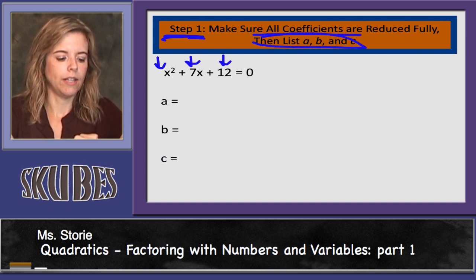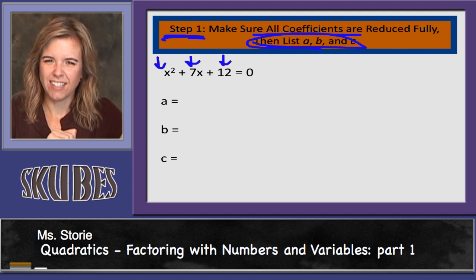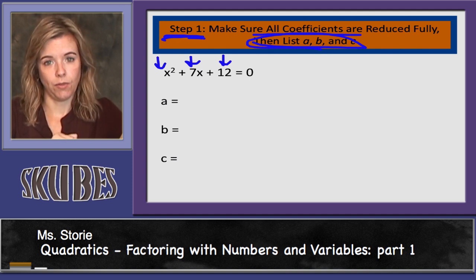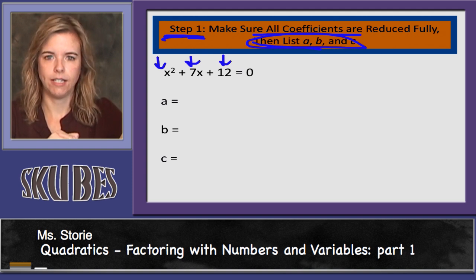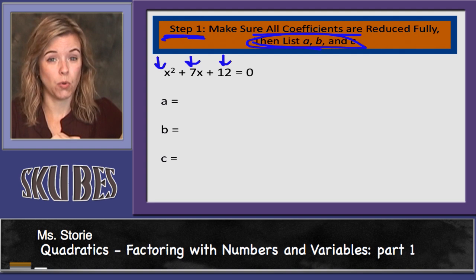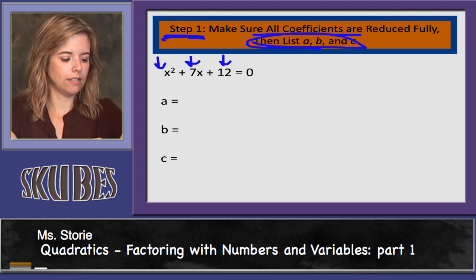And then, if you are, then you list a, b, and c. It looks kind of silly to list them out, but trust me, you're going to want to do that. If you have the list right there in front of you, it's a quick reference guide as opposed to trying to dig through the equation later and then accidentally dropping a number or dropping a sign. So let's list them out.